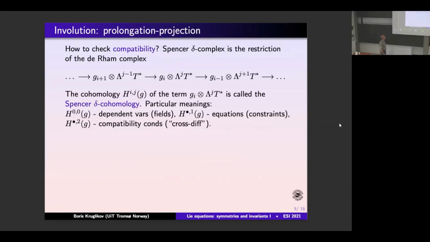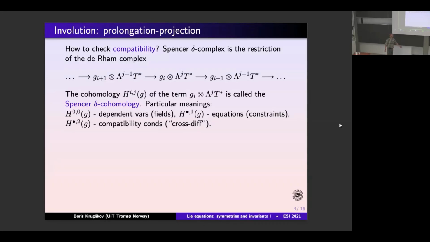So how do we check compatibility? Maybe now I come back to the question you asked. If you have a non-compatible system, or we don't even know if it's compatible or a determinate system, we have to check compatibility. So we unite all the symbol spaces into the Spencer delta complex. If there are no restrictions, no equations, remember that G_i is just the i-th symmetric power of T star. And if you look at this complex, some people call it the Weil complex.